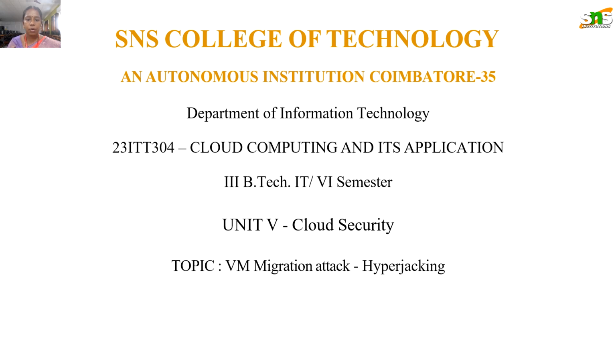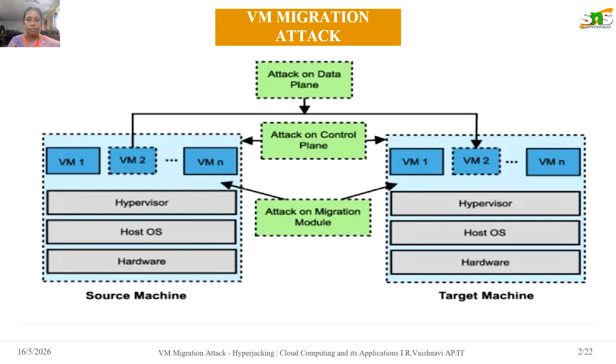Now we are going to see about the virtual machine migration attack, that is hyperjacking. Here we have the diagram for the VM migration attack. First one will be the attack on the data plane. It goes under two subdivisions, that is source machine and the target machine. In the source machine we have several virtual machines followed by the hypervisor, host OS and then hardware. Likewise, in the target machine we have the virtual machines, hypervisor, host OS and then hardware. By combining the source machine and the target machine, the attacks on the migration module will be developed.